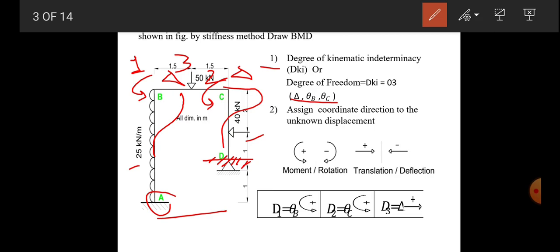Now assign the coordinate, second point: assign the coordinate direction to the unknown displacement. So let's say d1 is equal to theta B, and that will rotate in anti-clockwise direction, positive. d2 is equal to theta C, anti-clockwise, positive, and d3 is equal to delta, which is to the right side, let's consider as positive. So these are the signs or coordinate directions that we assume here.